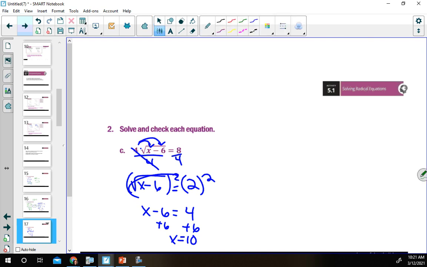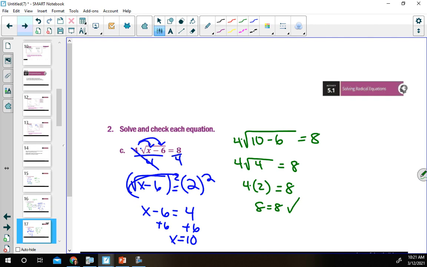So now let's check it. So 4 square root of 10 minus 6. So 4 square root of 10 minus 6 is 4. Square root of 4 is 2. It is still being multiplied. Do not try to add it. Do not put a plus sign where there is not a plus sign. 4 times 2 is 8. Okay, so x equals 10 was good to go.